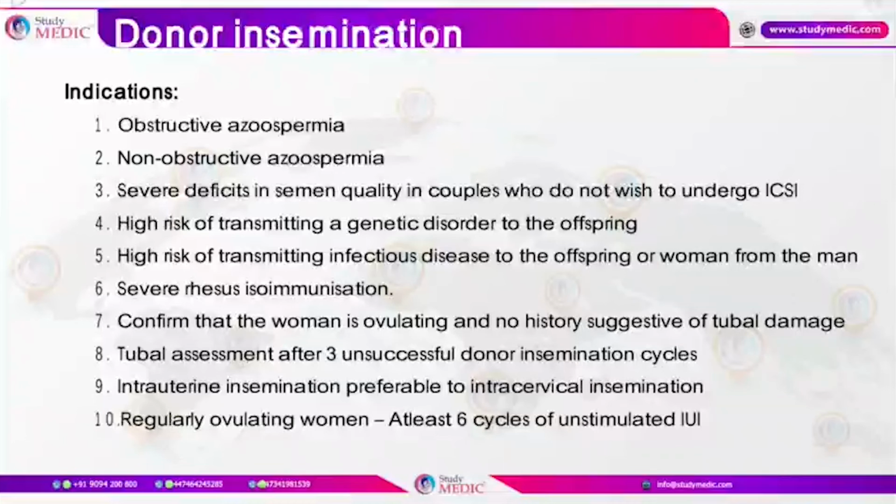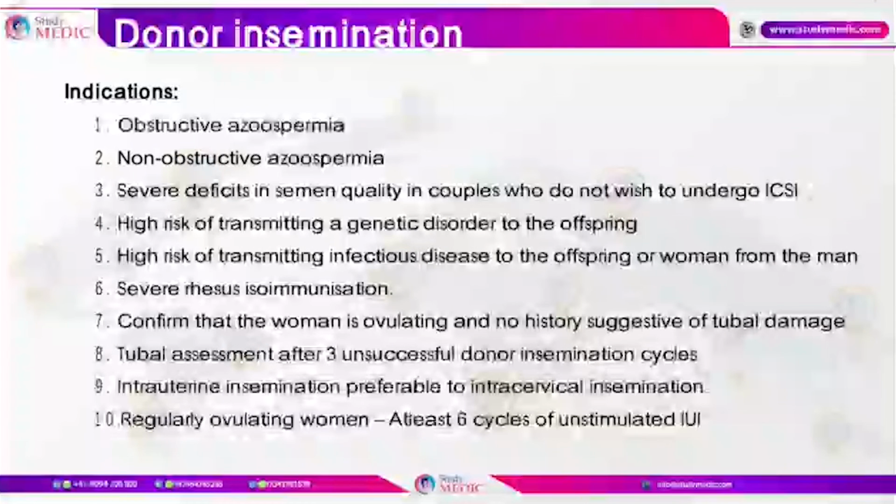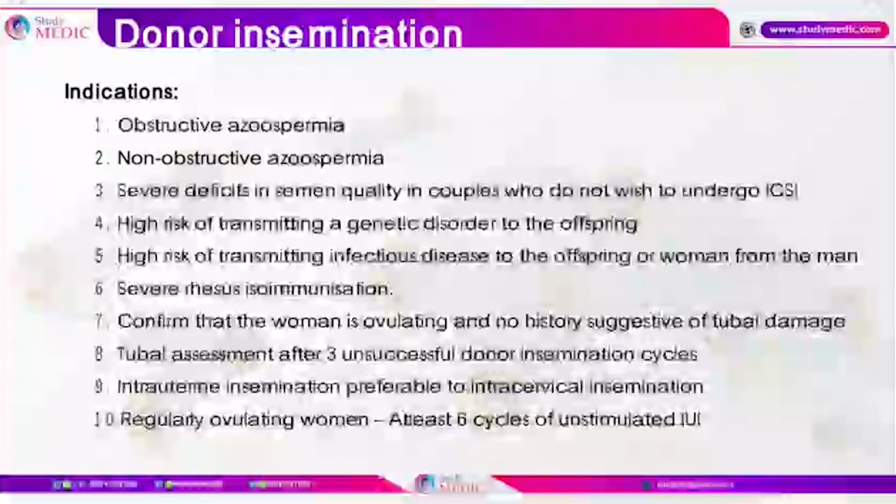These are the indications of donor insemination: you can consider azoospermia cases, severe male factor, or whenever there is a risk of transmission of genetic conditions or viral infection. Again, confirm that the woman is ovulating and there is no history suggesting tubal damage. This is very important: even in severe Rh isoimmunization, donor insemination will definitely be considered. Tubal assessment should be performed after 3 unsuccessful donor insemination cycles.